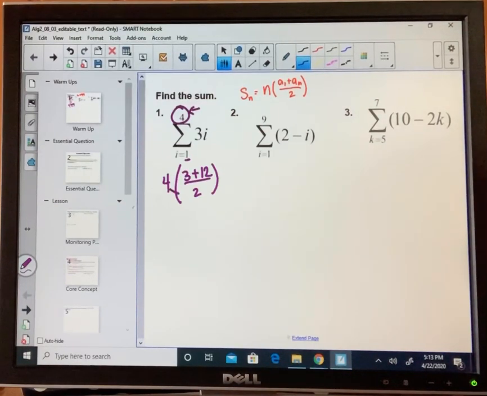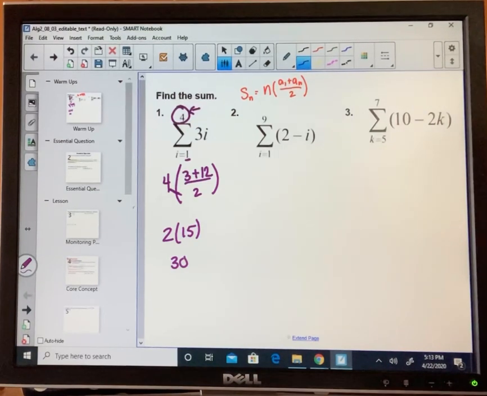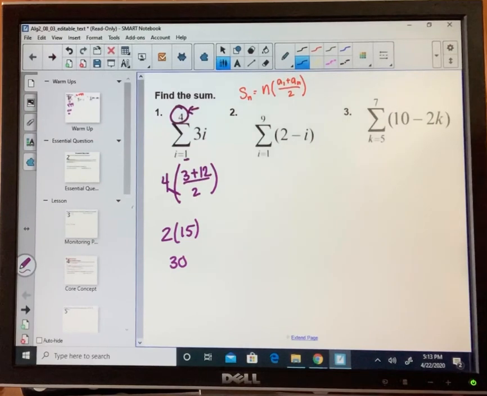So now it's easier for me to do this because it's even. So I'd say 4 divided by 2, that's 2. 3 plus 12 is 15. So this answer would be 30. Okay. For the next one, I could do the same thing because I'm starting at 1. So I want to go to 9. Now 9's not even, so it might be easier for me to do it afterwards.